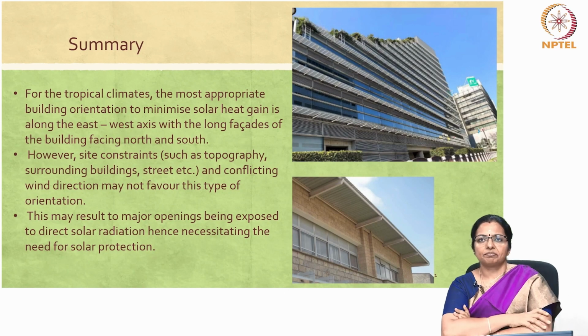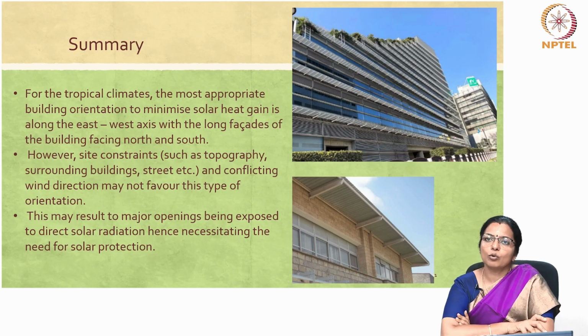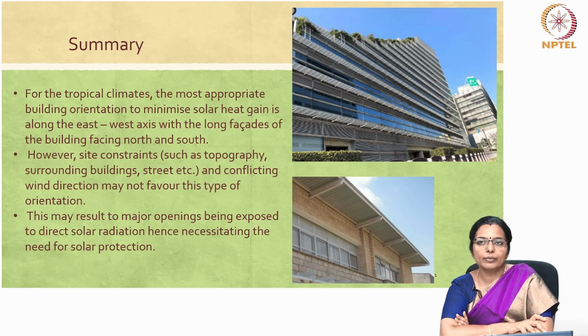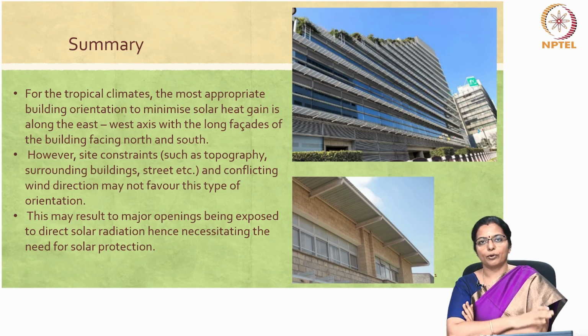To summarize, for tropical climates, the most appropriate building orientation to minimize solar heat gain is along the east and west axis with the long facades of the building along north and south. However, site constraints such as topography, surrounding buildings, streets, etc. can conflict with wind direction and may not favor this type of orientation for the wall as well as windows. This can result in major openings being exposed to direct solar radiation. Hence, there is a need for solar protection.